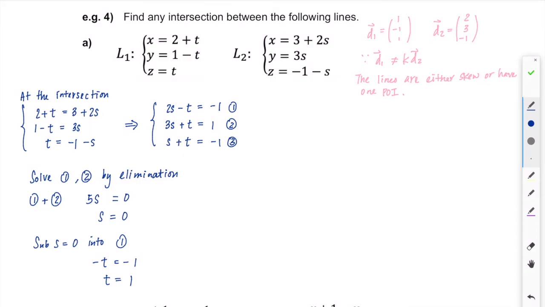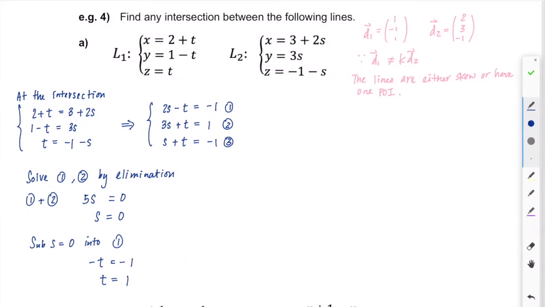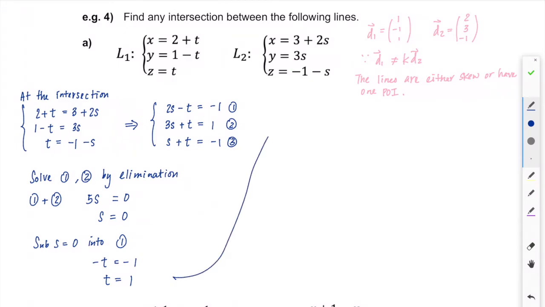We don't know what's going on in equation 3. So we're not done yet. We can't just assume that s equals 0 and t equals 1 works. What we have to do now is, let me go higher actually. Okay, let's go here. We have to check whether s equals 0 and t equals 1 works in equation 3 or not.